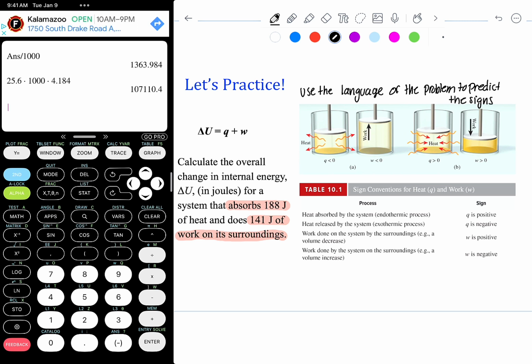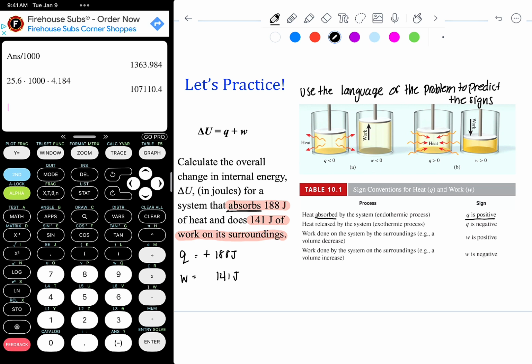Okay, so we have Q and W. We know that Q is 188 joules and W is 141 joules. Now my signs are not correct yet. I can't just plug this in yet. We have to look at the language and how it relates to the sign. The problem says that the system absorbs 188 joules. So we go to our table, and it says that when heat is absorbed, Q is positive. So that 188 would be a positive value.